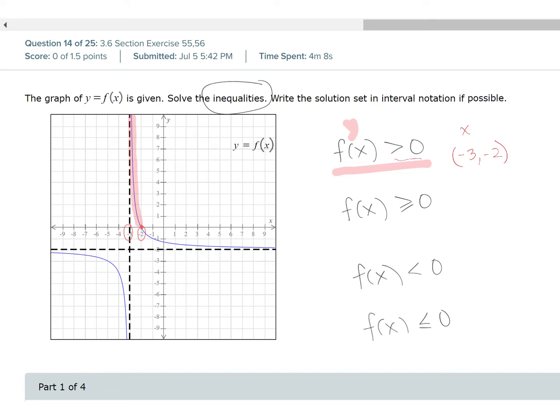So when I look at the next one, when it says f of x is greater than or equal to 0, it's the same interval here, except we want to include -2, so we show that by putting a bracket. Again, I'll never include that -3 because that's a vertical asymptote.